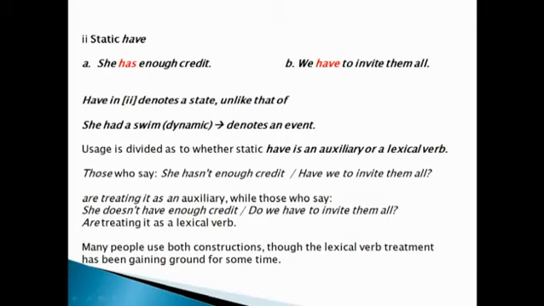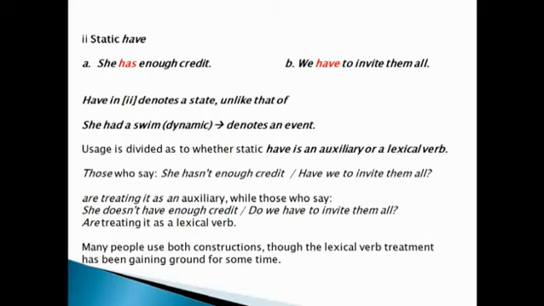Now, what is the static have? Have here in she has enough credit and we have to invite them all denotes a state, unlike that of she had a swim, which is dynamic and denotes an event. When I say I have credit, having credit is a state of being. I can have credit today. I may not have credit tomorrow. It's the state I am. We have to invite them all. It's a state of being. We have to invite them all now, but as we invite them, we don't have to invite them anymore.